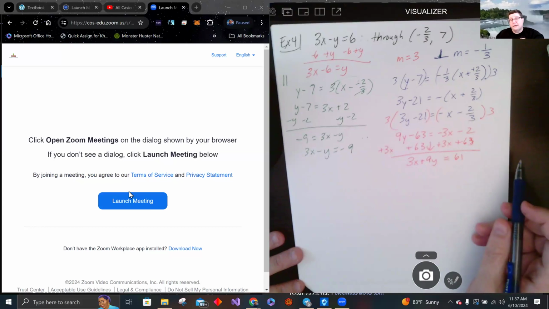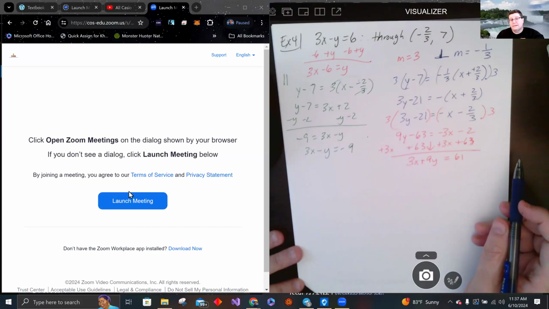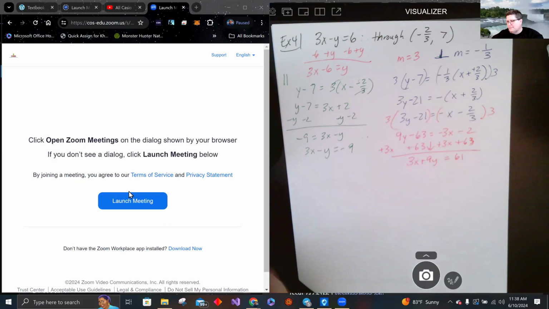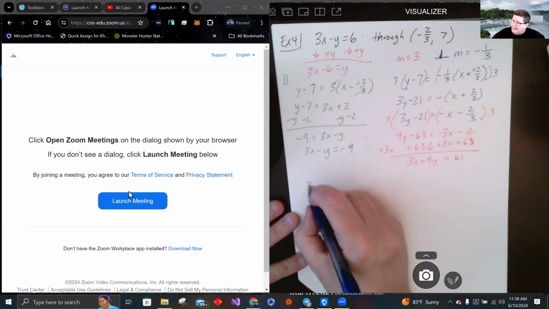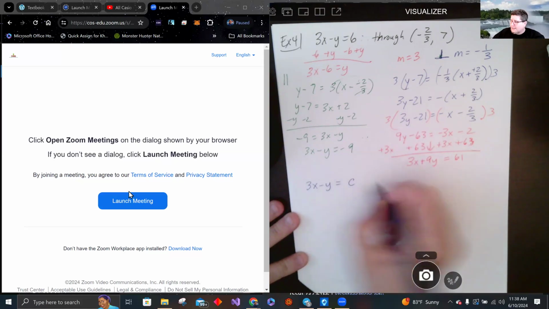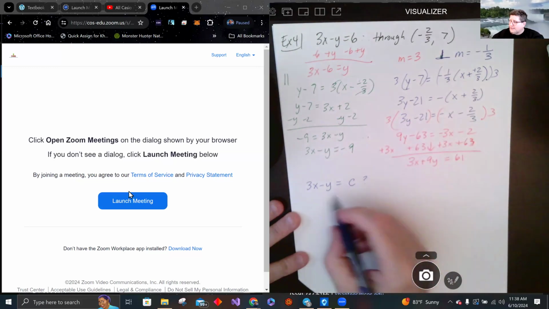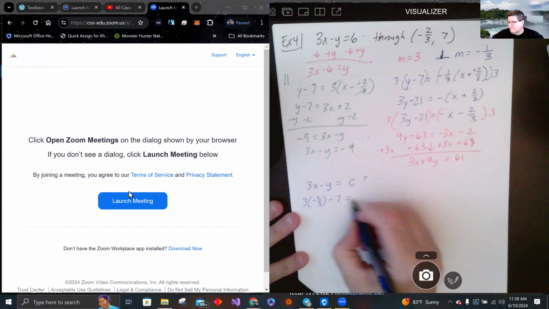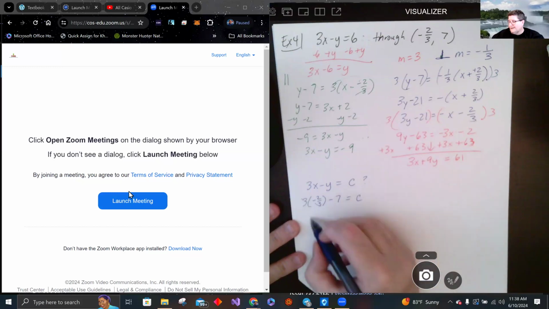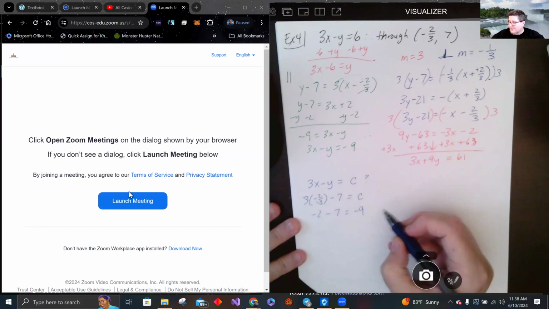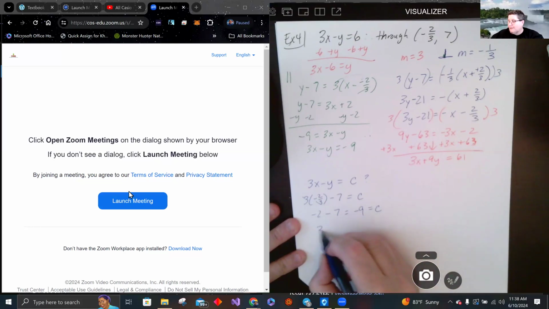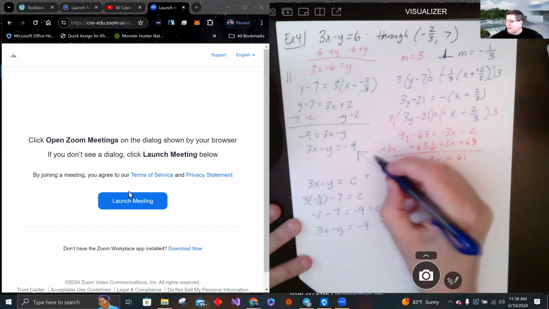Actually, it could. Oh, let's think this out. Could we speed this up? Could I speed up the parallel lines knowing that that stays the same? I have 3x minus y. I don't know what this value is. Let's call it C. Let's plug in negative 2/3 and 7. And that's my C. So 3x minus y equals negative 9. Bam! Fast forward on parallel lines.